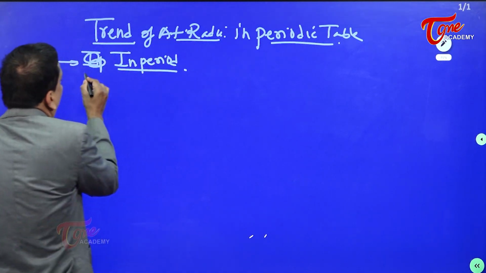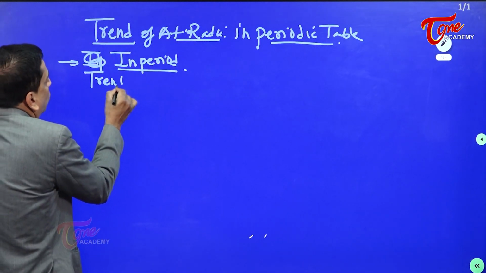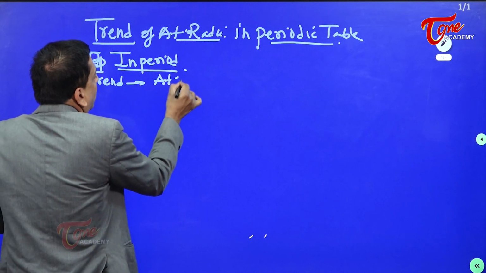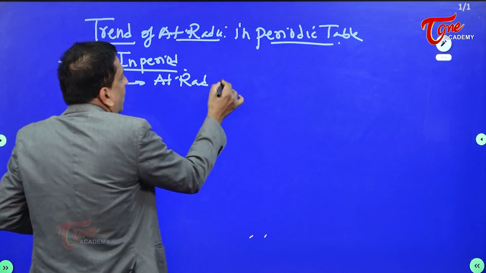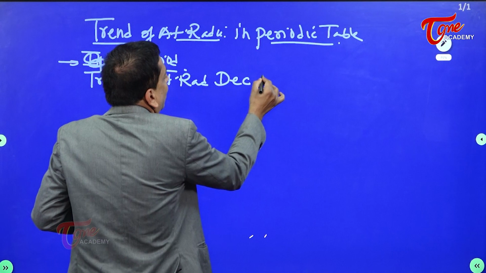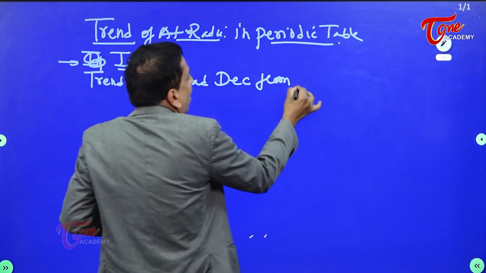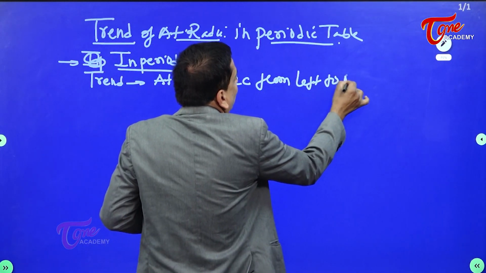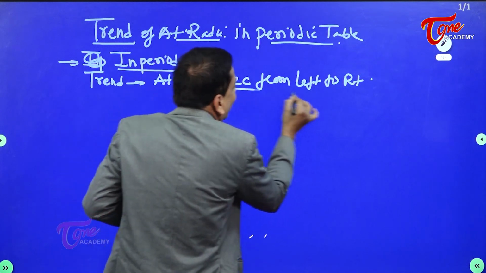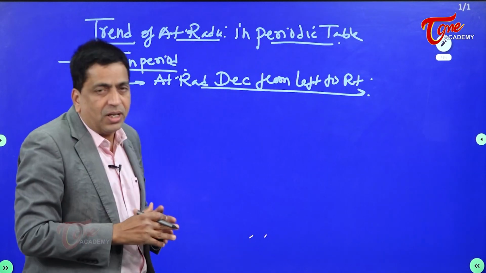Look at the trend. In periods, the trend is that atomic radius decreases from left to right. It basically decreases from left to right. You must be giving a reason for that.